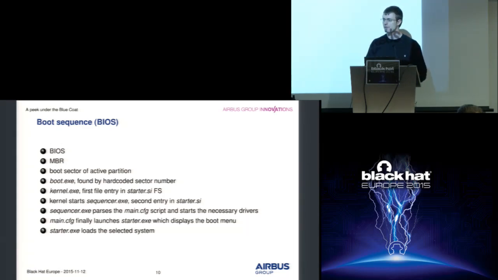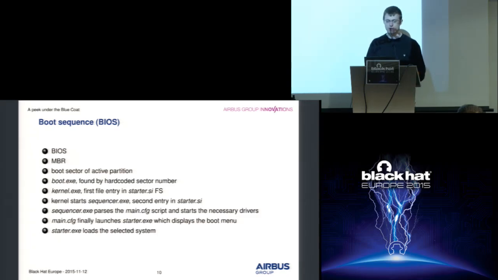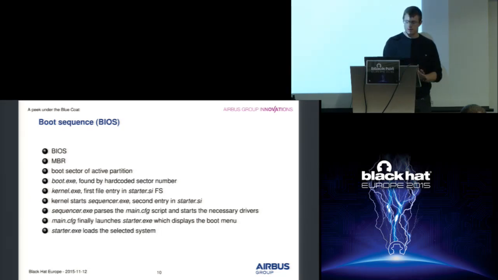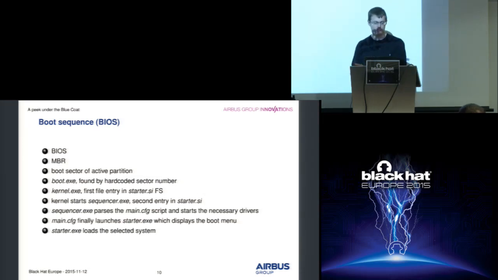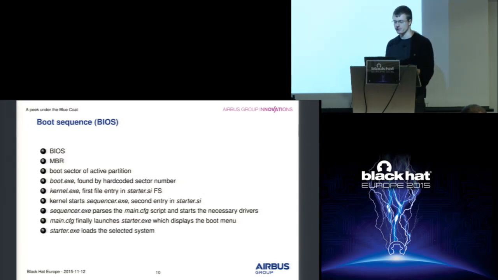And there are a few configuration files in the root of the BCFS file system, where you can find the main.cfg script, which is basically the init script, and it will load all the drivers and applications. Then at the end, main.cfg loads starter.exe, which displays the boot menu, and then starter.exe loads the selected system. So an interesting boot sequence, which was kind of hard to get to because we had to reverse engineer every step and understand how it came together in the end.